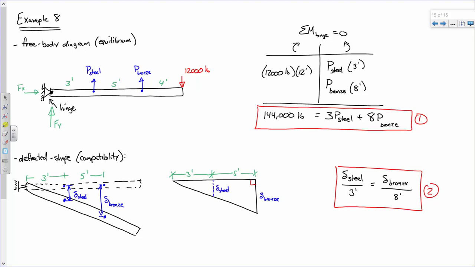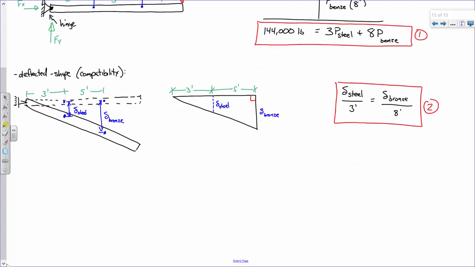Is everybody okay with that? Okay. If you understand that, I promise you, everything from here on out is algebra. Everything from here on out is algebra, okay? Let's play around with equation 2 a bit.